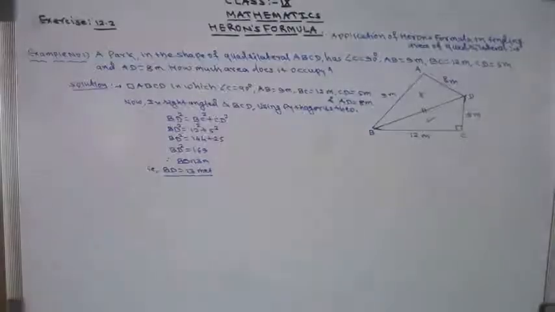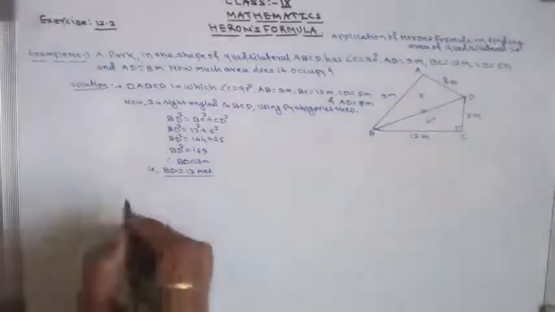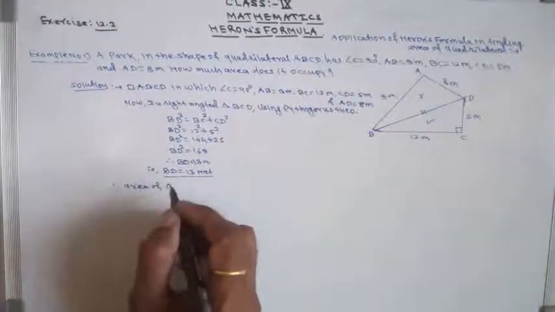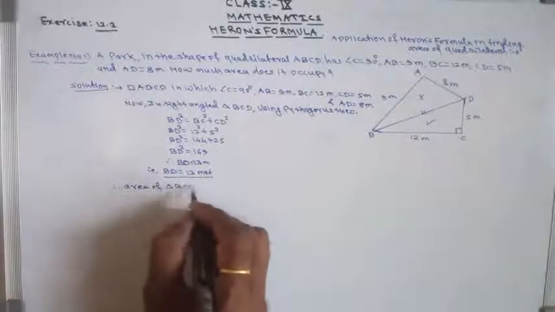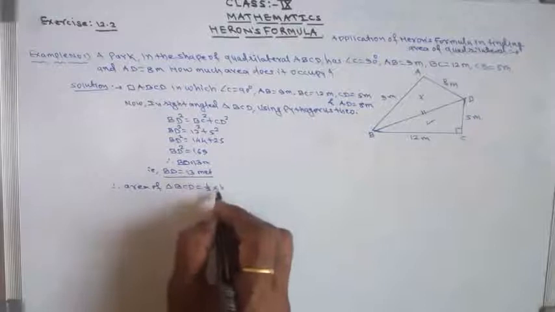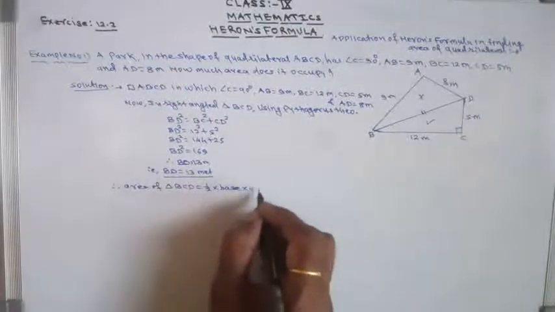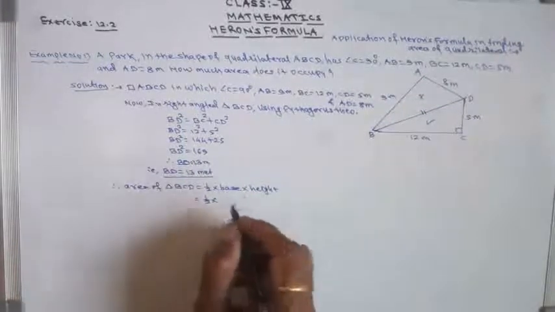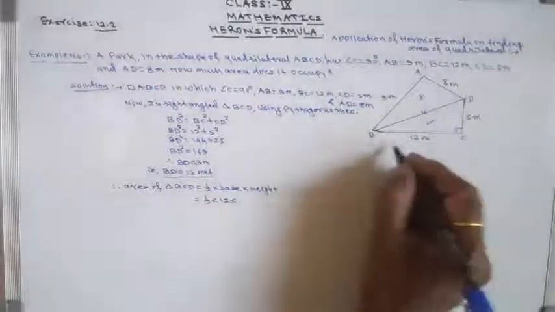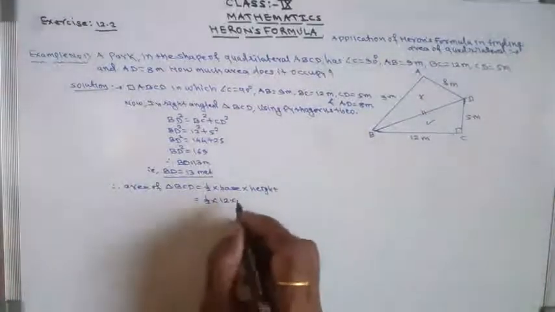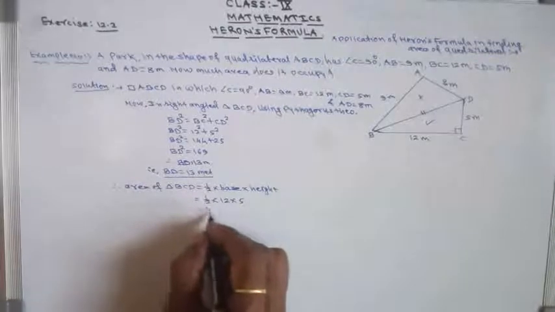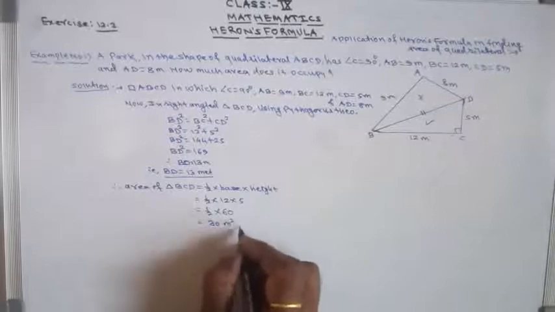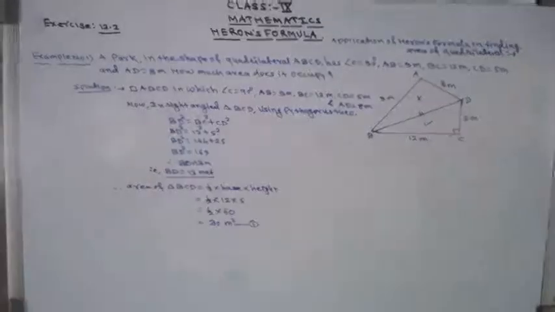So we know the third side BD, and therefore area of triangle BCD is half into base into height. If we consider BC as the base, 12, then the height is this side CD, that is 5, so half into 60, it means 30 meter square. This is the area of triangle BCD.